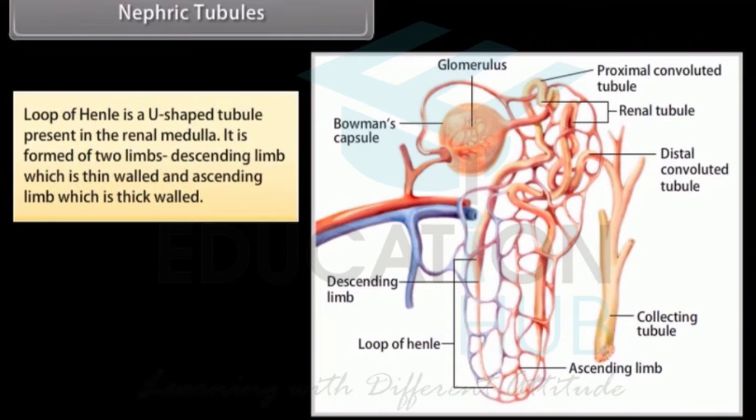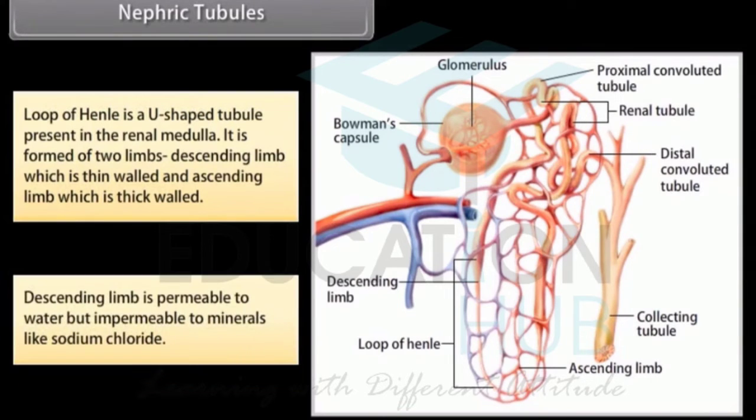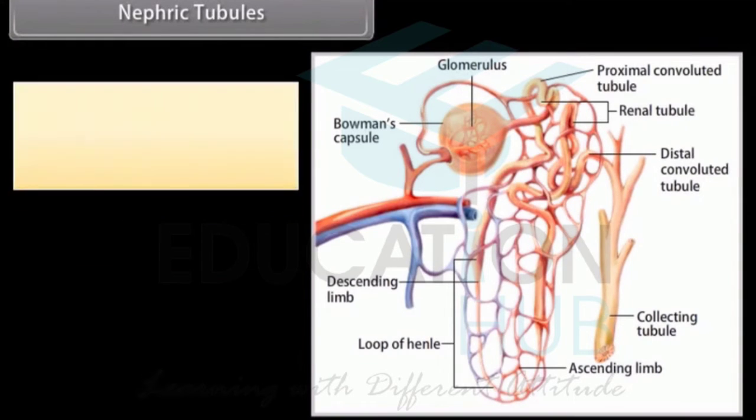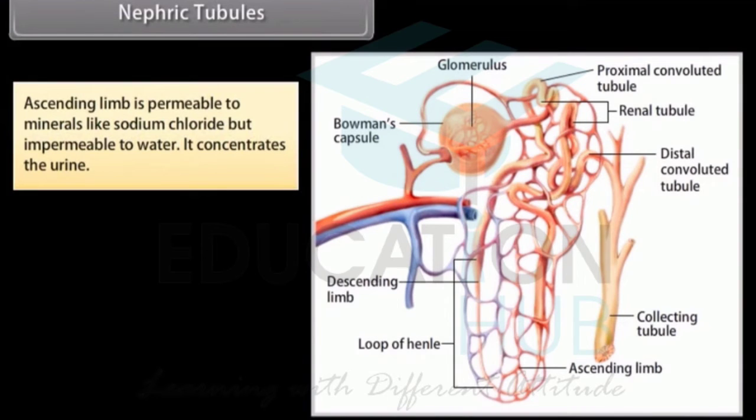Loop of Henle is a U-shaped tubule present in the renal medulla. It is formed of two limbs, the descending limb, which is thin-walled, and the ascending limb, which is thick-walled. Descending limb is permeable to water but impermeable to minerals like sodium chloride. Ascending limb is permeable to minerals like sodium chloride but impermeable to water. It concentrates the urine.